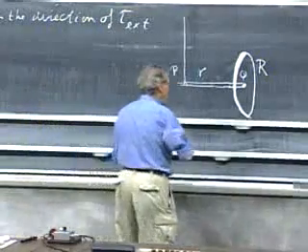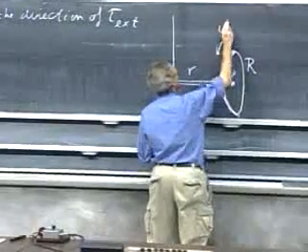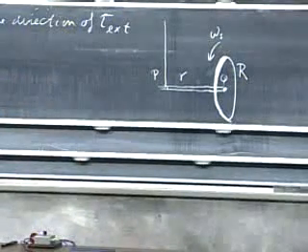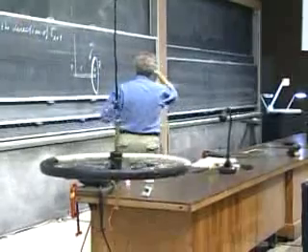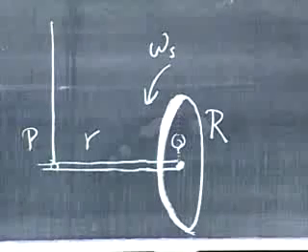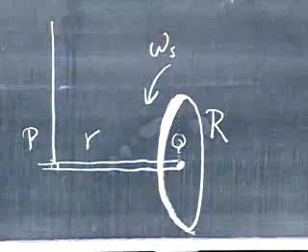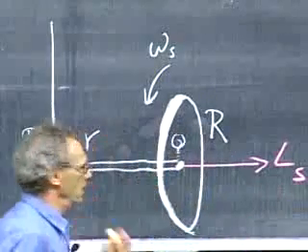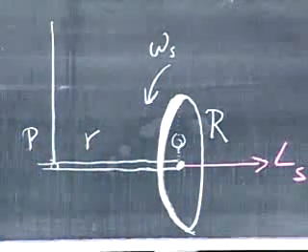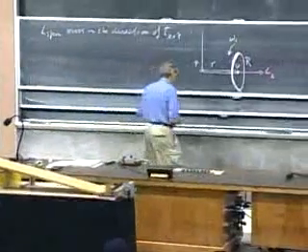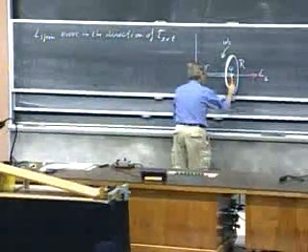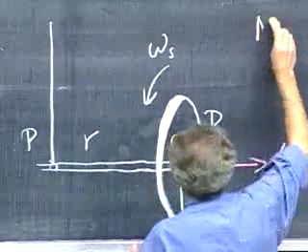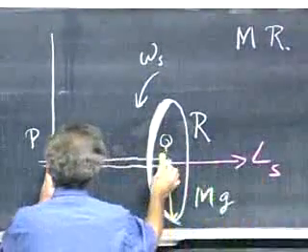Suppose now I give it a spin in this direction, omega s. S stands for spin. In what direction is now the spin angular momentum? Use your hands, your thumbs. Spinning in this direction, angular momentum is in this direction. That's a spin angular momentum, L spin. Well, there is a force on this system, mg, and that force is in this direction. It has a mass m, the bicycle wheel, and it has a radius capital R, and this part is little r.